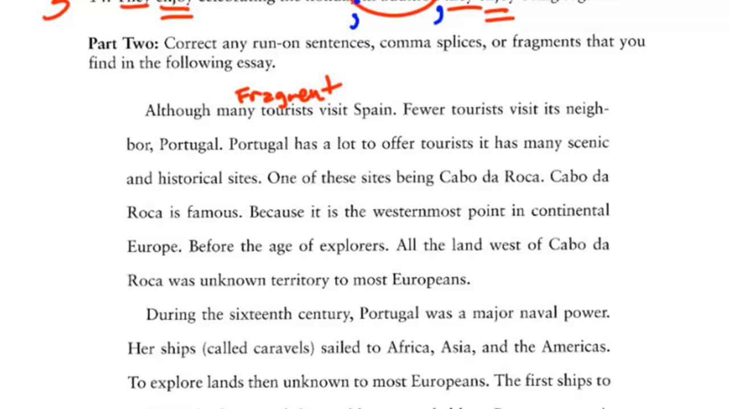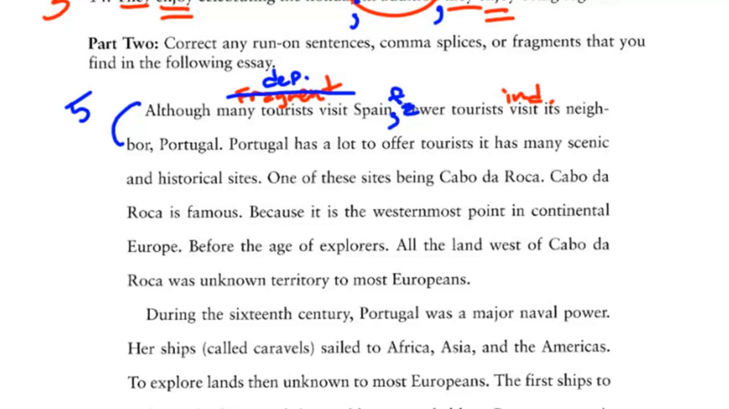But this fragment really does introduce us to the next part, fewer tourists visit its neighbor Portugal, which is an independent clause, a complete sentence. So rather than having a fragment, the easiest way to fix this would probably be to change the period after Spain to a comma and make a lowercase f. If I do that, then no longer is this first part a fragment. Now it's just a dependent clause that introduces an independent clause, and we can call it something like pattern number 5. So again, as I'm doing this, I'm correcting it to match one of those punctuation patterns.